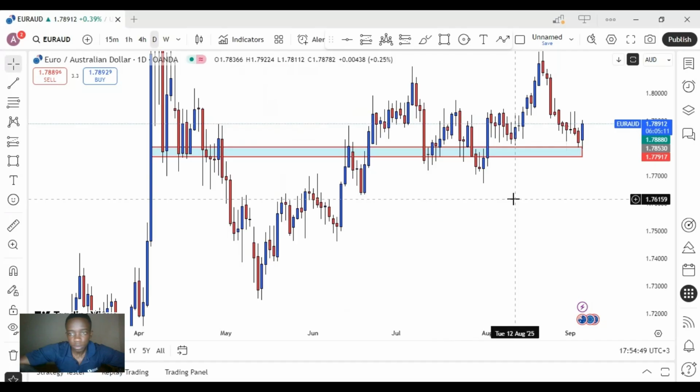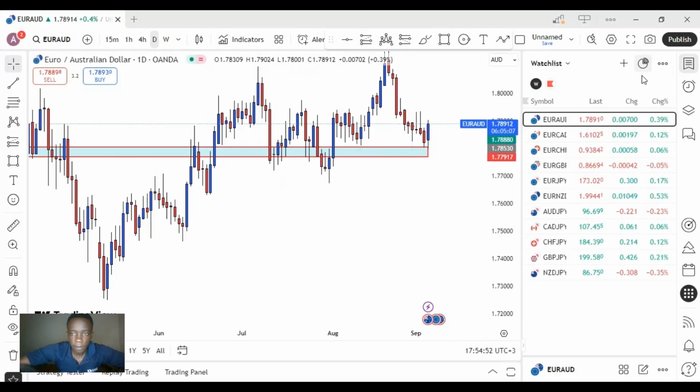I'm looking for an opportunity in Euro AUD. I already marked out my key zones. First of all, I'll be identifying the trend on the higher time frames. First, I'll go to the weekly time frame.